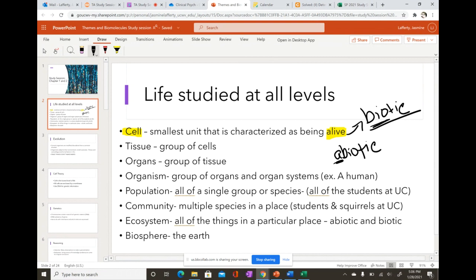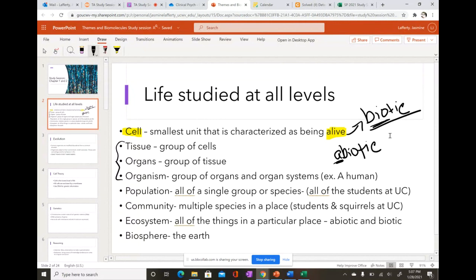Now, you guys will see this, I'm sure. I know we haven't covered it yet, I don't think. Ooh, that's not it. Let me erase that. Okay, so if something is alive, it is biotic. And if it's not alive, it's abiotic. And now we have the cell, which is the smallest unit that is alive. And then after that, we have tissue, and then organs and organism. These three are pretty much self-explanatory.